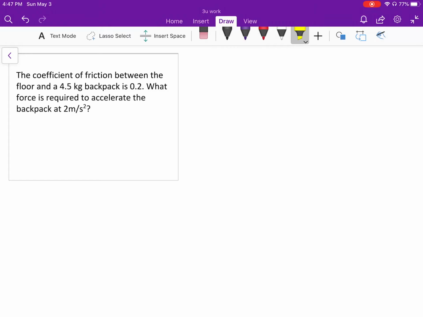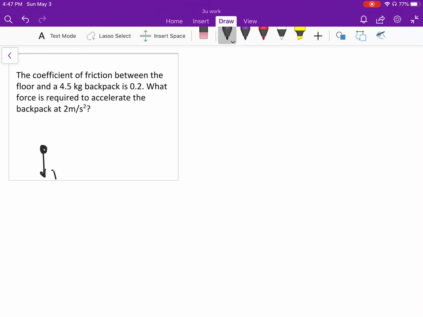Okay, building again a little bit. I'll read it over. We got a coefficient of friction, so we know that we have to find the normal force at some point. We're pushing this thing so hard that it's accelerating at 2. The question wants to know how hard we are pushing it. I'm always going to start with a free body diagram.